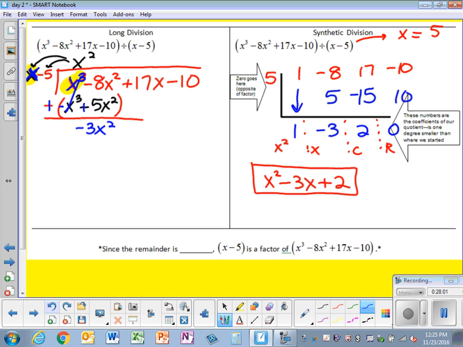Because the exponents only change when you're multiplying or dividing. When you're adding or subtracting, you're only working with the numbers in front. All right. So now we have this, and the second one needs to come down. Plus 17x.